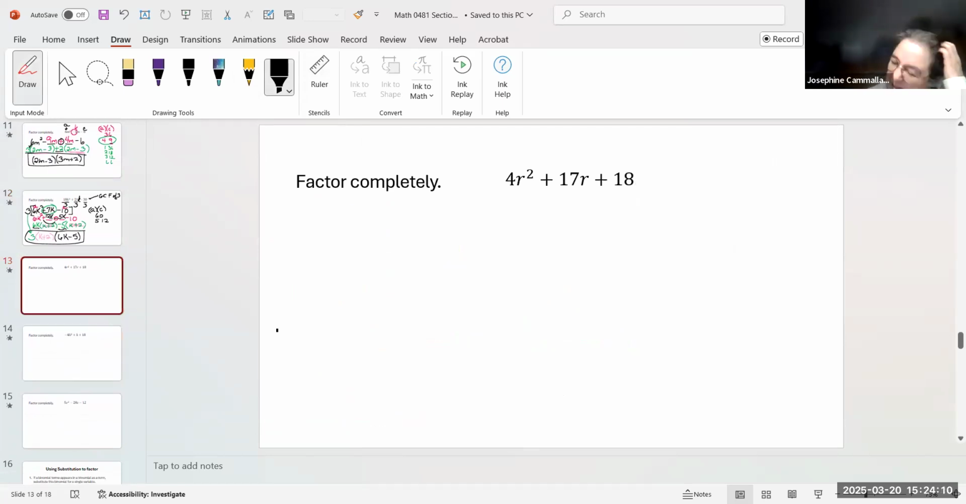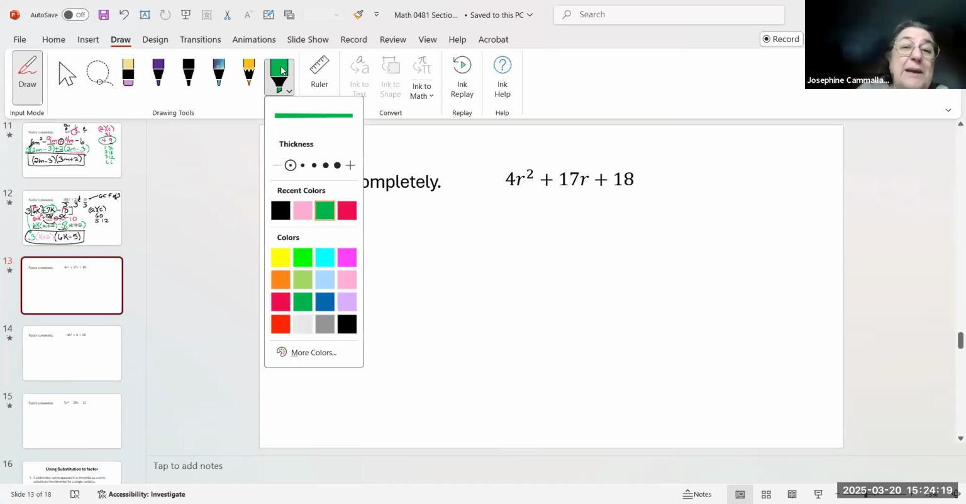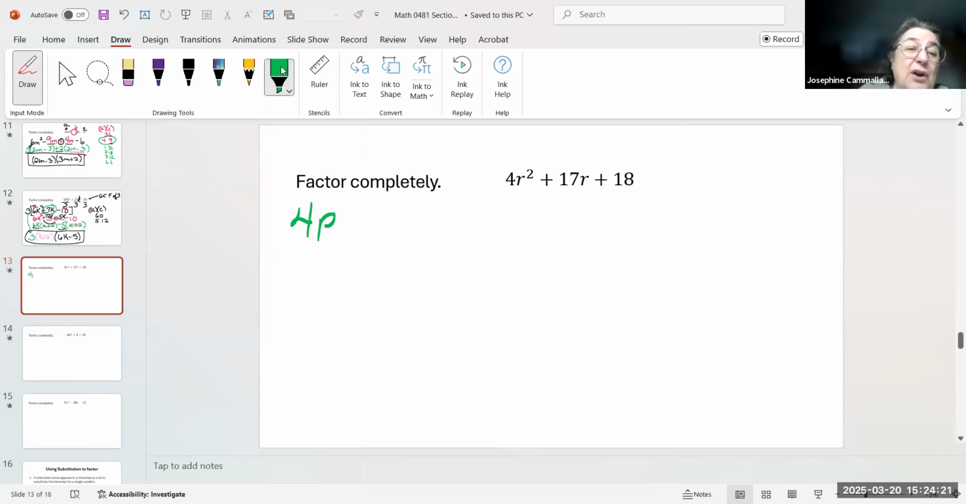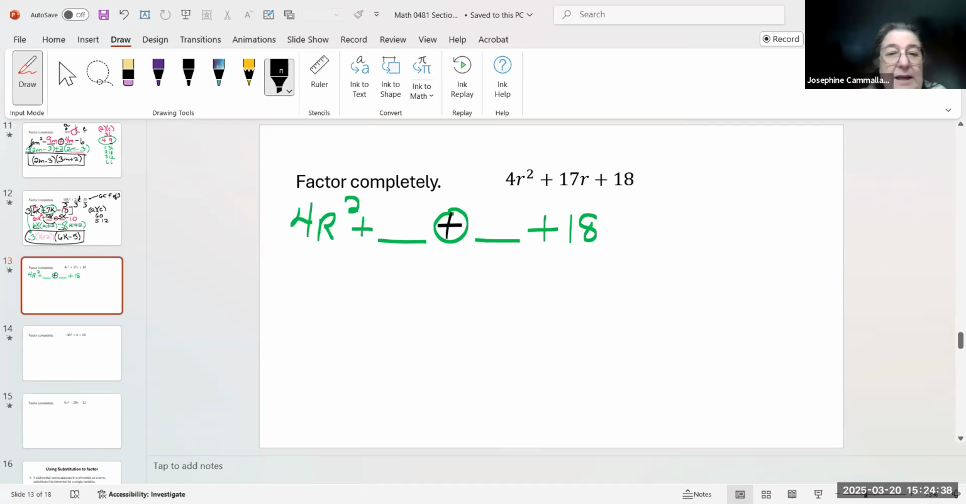Okay. Well, now we're getting a little better. No GCF here, but I do have a 4r squared plus blank, circle blank, plus 18. By now, you should know that's a positive. Okay, 4 is my A, 18 is my C. A times C is going to give me 72.